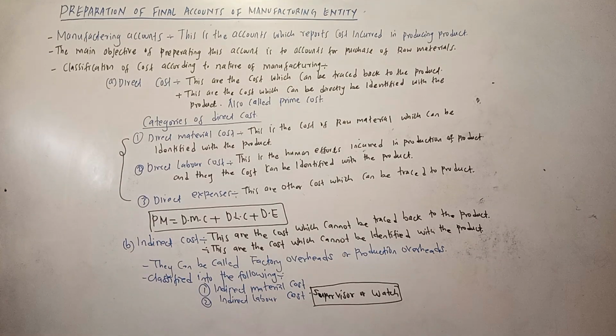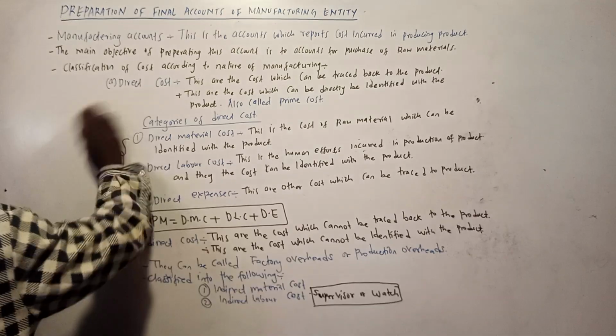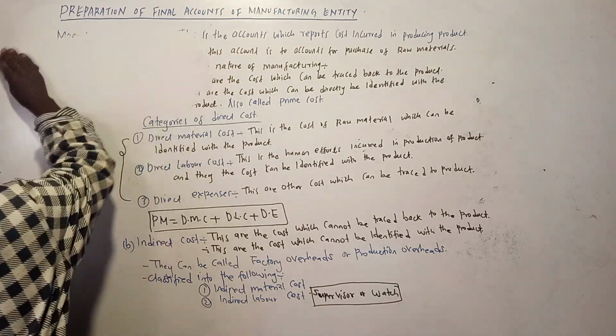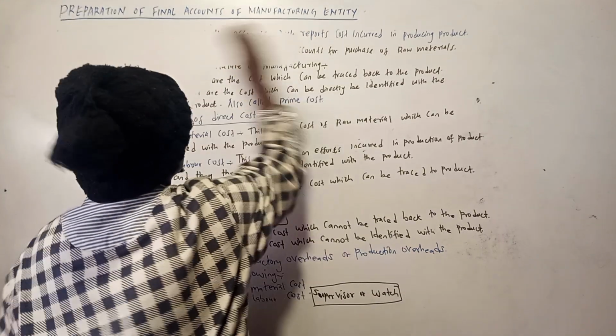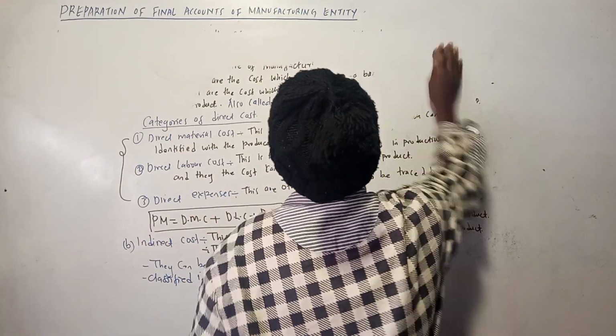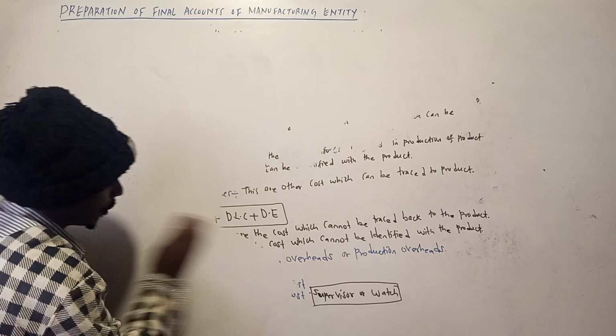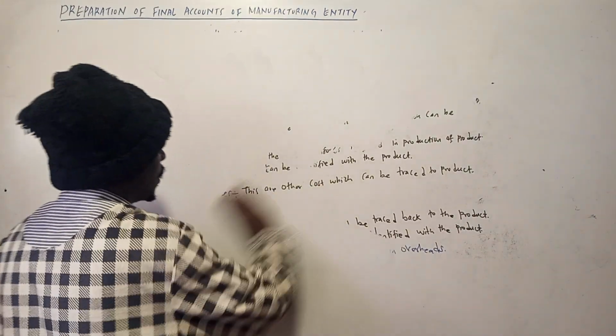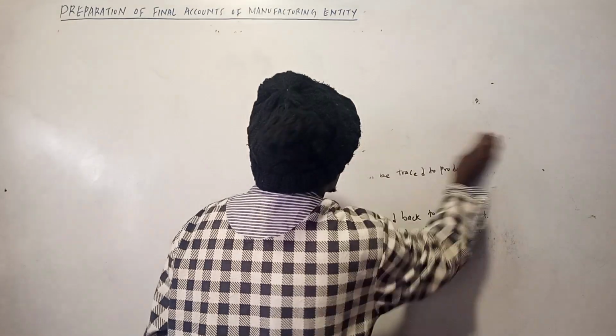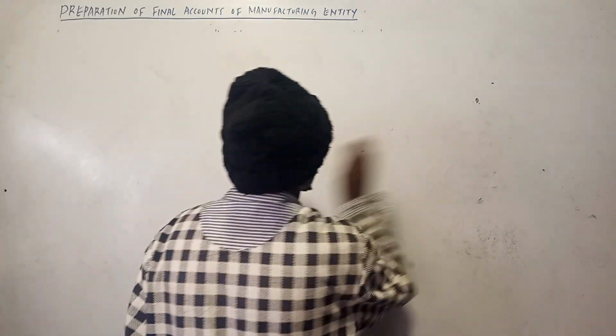Now, I want to give you a particular format, which is very, very important, before we go to the final one. We call it the cost statement. I want to give you just a cost statement before we move on.